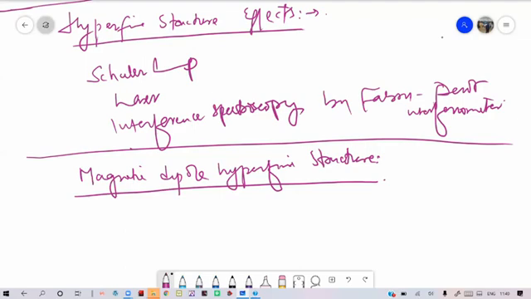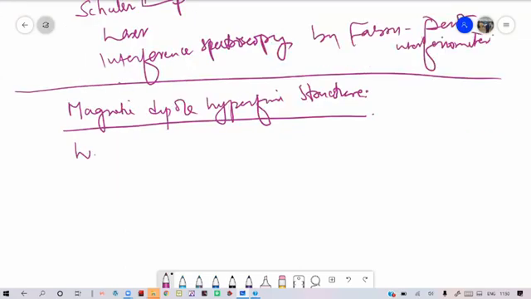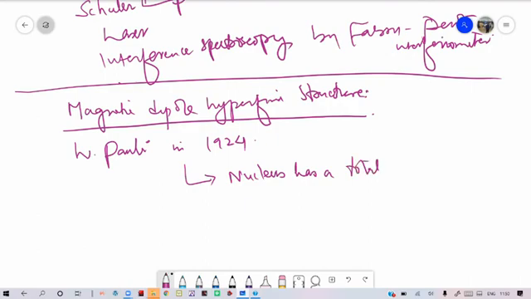And it was Wolfgang Pauli in 1924 who suggested that the nucleus has a total angular momentum I, which is called the nuclear spin.